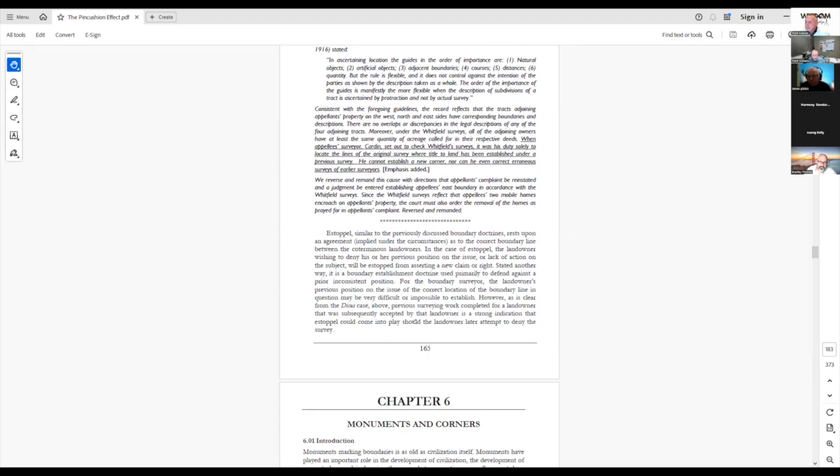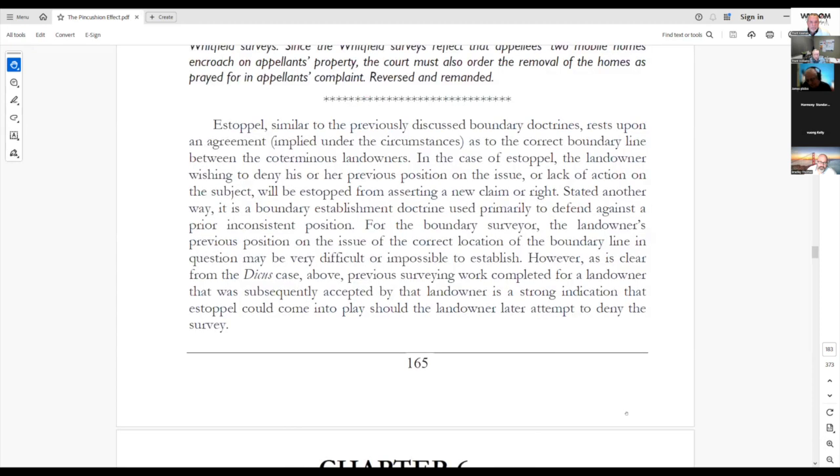It says, estoppel, similar to the previously discussed boundary doctrines, rests upon an agreement implied from the circumstances as to the correct boundary line between the coterminous landowners. In the case of estoppel, the landowner wishing to deny his or her previous position on the issue, or lack of action on the subject, will be stopped from asserting a new claim or right. Stated another way, it is a boundary establishment doctrine used primarily to defend against a prior inconsistent position.